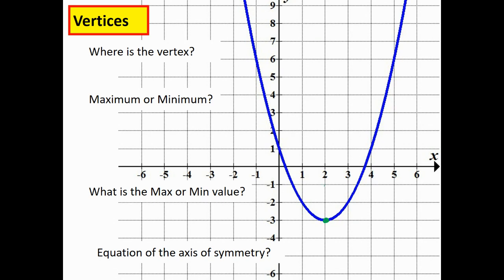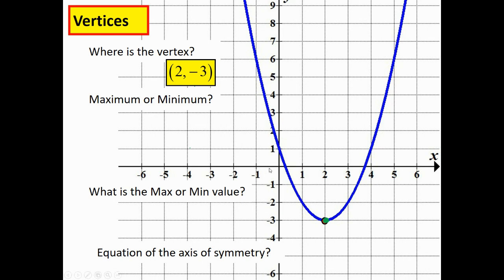Okay, but it doesn't want to know that. It wants to know where it is. So there it is, (2, -3), right? I didn't even have to draw it on there because it drew a red dot, but mine's green. So it wants to know what's the coordinates of the vertex. Over 2, down 3, to (2, -3).